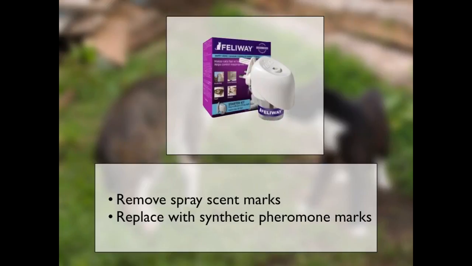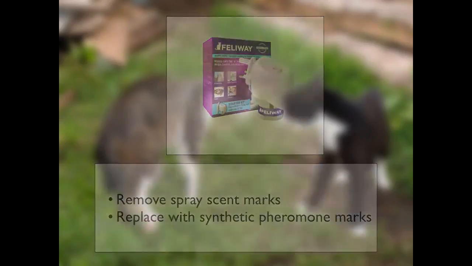And the idea is to remove these spray scent marks which indicate that the area is shared or that there is some conflict over that area, and switch them with synthetic high intensity equivalents of facial marks which therefore make the home feel like core territory and decrease the probability of spray marking. And there's lots of evidence that this kind of approach is very effective in cats, so it's one of the mainstays of treating spray marking problems in cats.